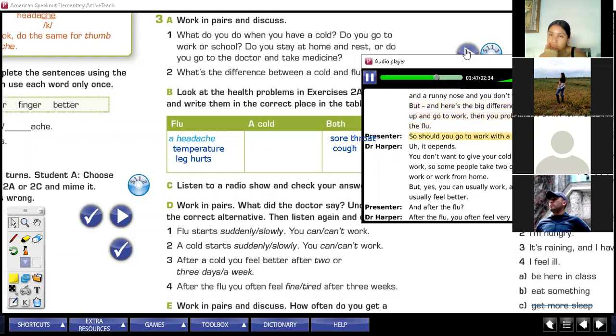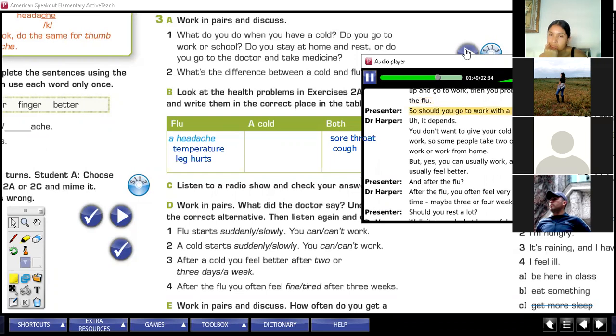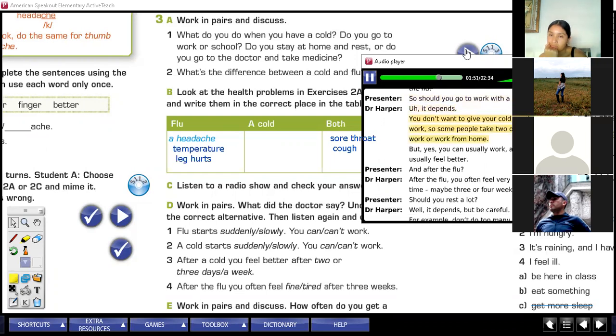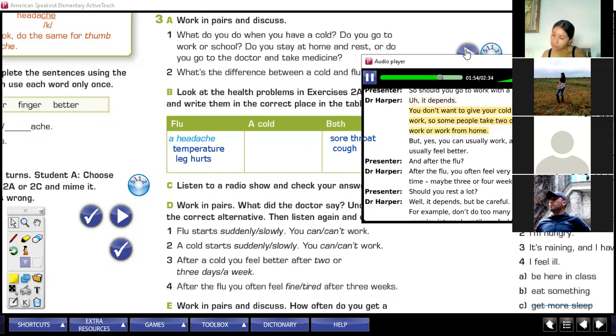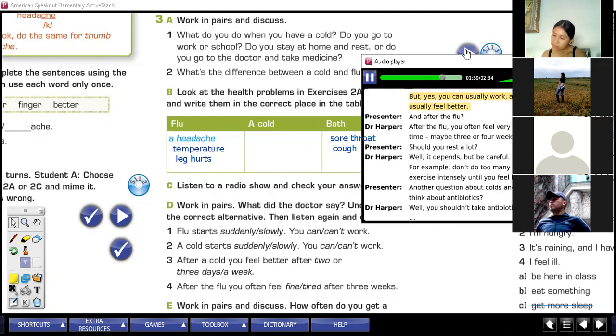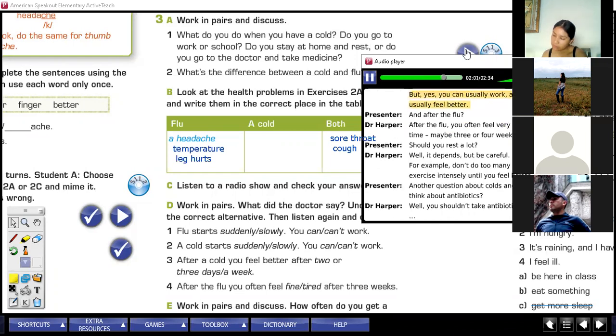So should you go to work with a cold? That depends. You don't want to give your cold to other people at work, so some people take 2 or 3 days off work or work from home. But yes, you can usually work, and after a week, you usually feel better. And after the flu? After the flu, you often feel very tired for a very long time, maybe 3 or 4 weeks. Should you rest a lot? Well, it depends, but be careful. For example, don't do too many activities or exercise intensely until you feel better.